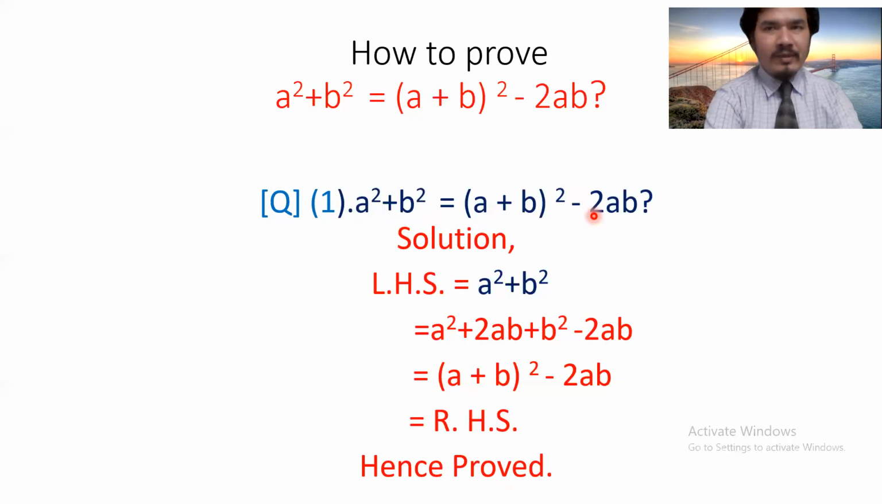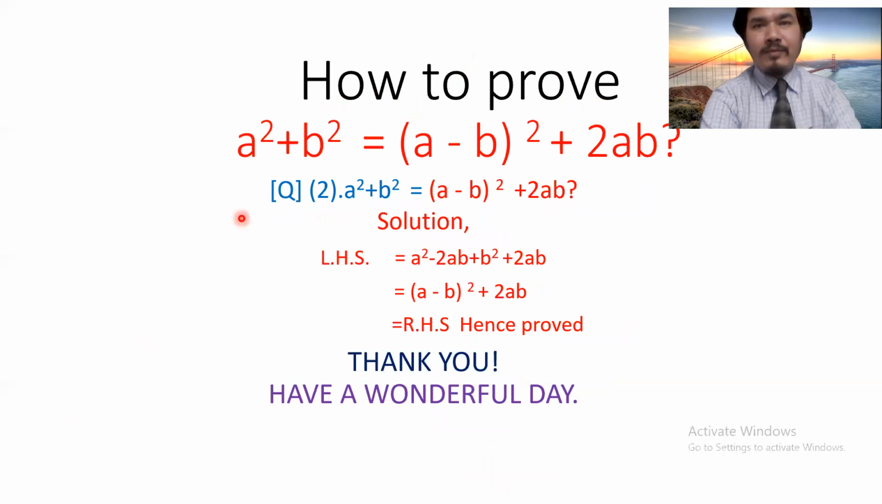Okay, children. Now see the next slide. Here I will tell you how to prove a square plus b square equals a minus b whole square plus 2ab. How does it come? Look, this is the question: a square plus b square equals a minus b whole square plus 2ab. As I told you in the previous question, I had told you this about a square plus b square.